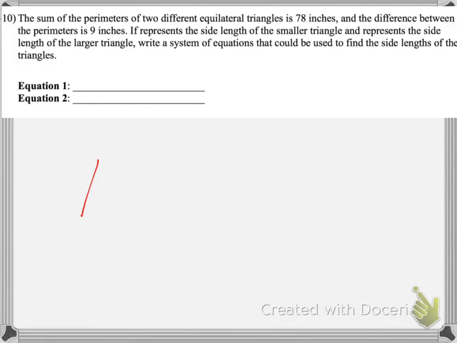So we're going to draw, our test correction form says to do this on your test because there wasn't room on the correction form. So we're going to draw two equilateral triangles. There's the first equilateral triangle and the second equilateral triangle. One of them is larger than the other because they're not the same, and it even mentions in the problem that you have a smaller triangle and a larger triangle.